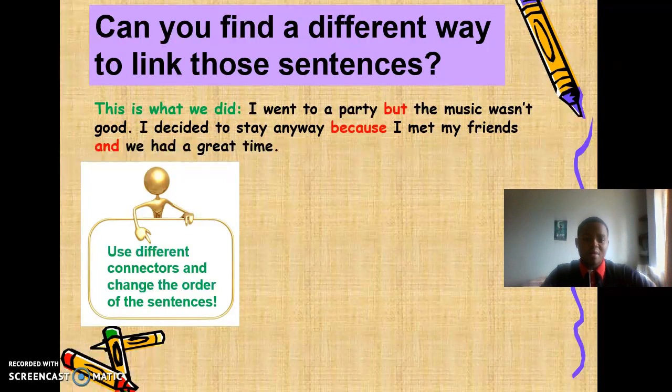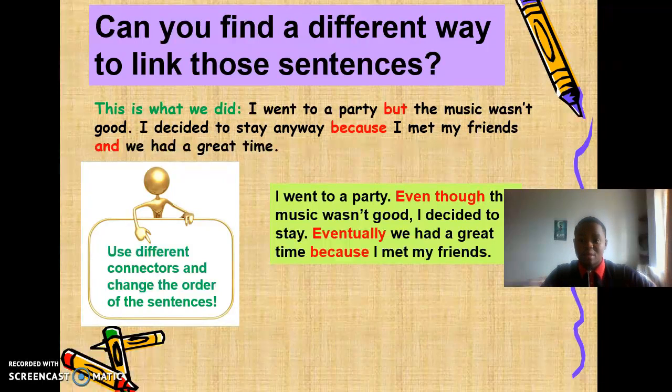We can use different connectors to change the order of the sentence, like in this example. I went to a party, even though the music wasn't good, I decided to stay. Eventually, we had a great time because I met my friends. You see now, it's starting to make more sense, right? And I want you guys to pay attention to the words written in red, because they are what links the whole sentences together, and they are what helps it to make more sense.